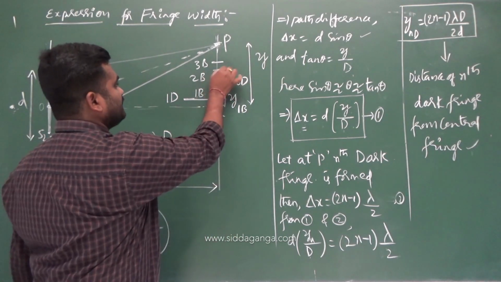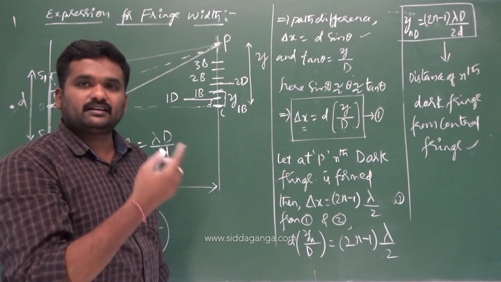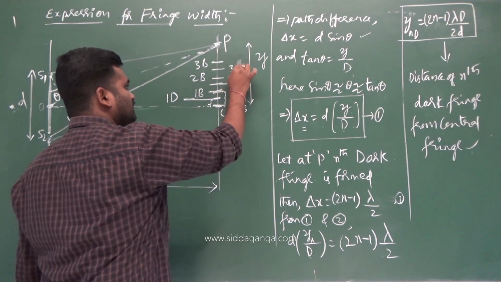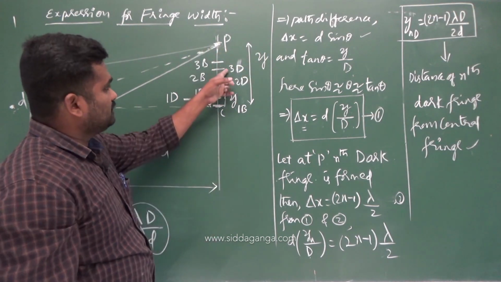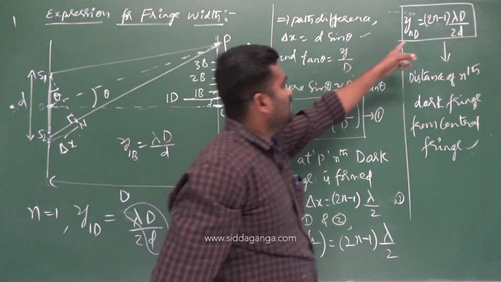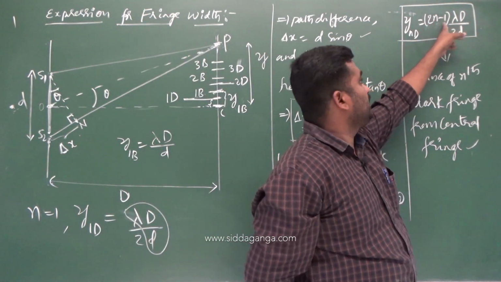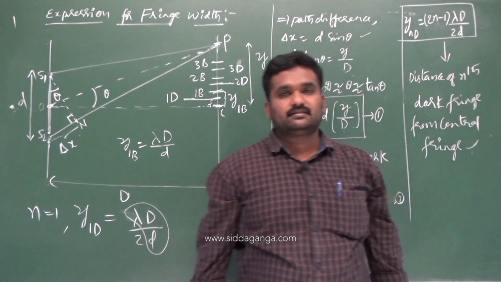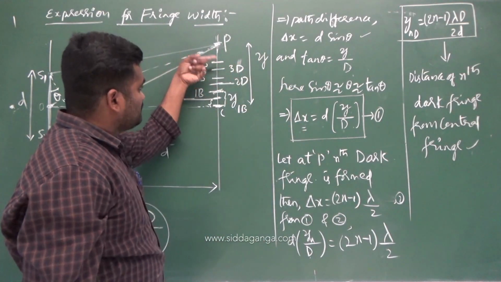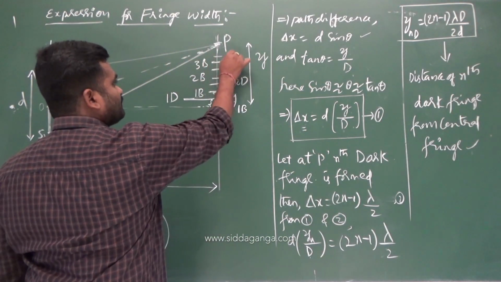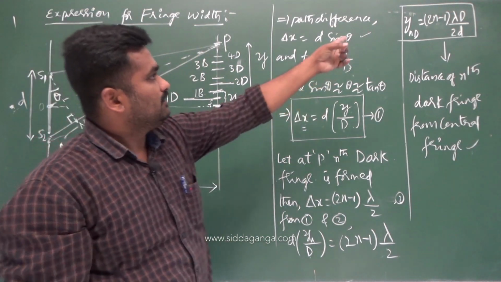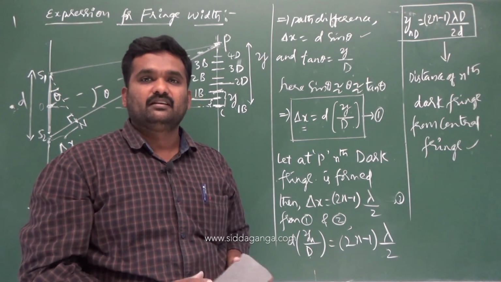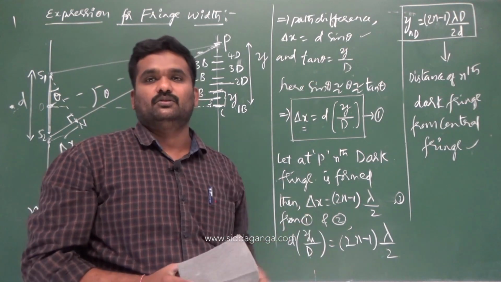Similarly, where does the third dark lie? Exactly at the center of the second bright and third bright. What is its distance from the center? Substitute n equals 3: 3 twos are 6, 6 minus 1 is 5, so 5 lambda D by 2d is the distance of the third dark fringe from the central fringe. Similarly, the fourth dark fringe is 7 lambda D by 2d, the fifth dark fringe is 9 lambda D by 2d, and so on.